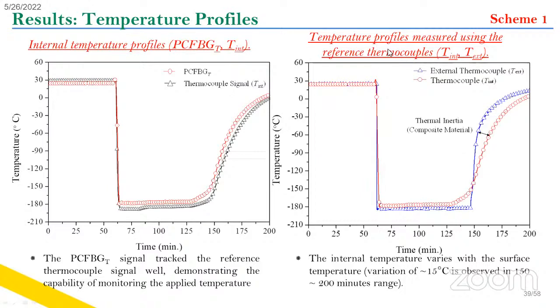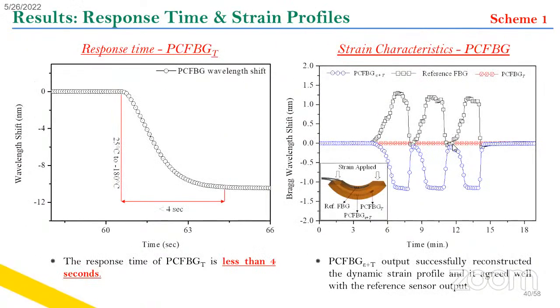And also here, as I told earlier, there is the need for measuring the internal temperature, the in situ temperature, rather than the surface temperature. Here we use two thermocouples. One is embedded inside the composite material, one is on the surface. Here you can see the internal temperature and the surface temperature have almost 15-degree variation. So there is always a need to measure the internal temperature rather than the surface temperature. So this is one of our applications.